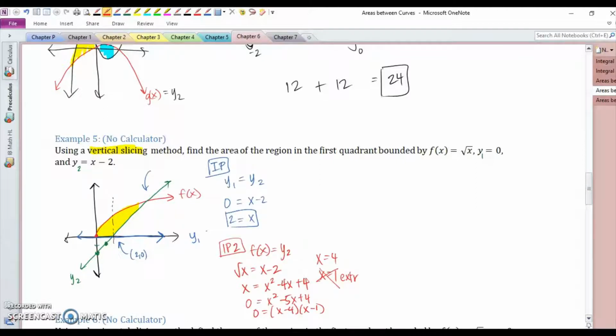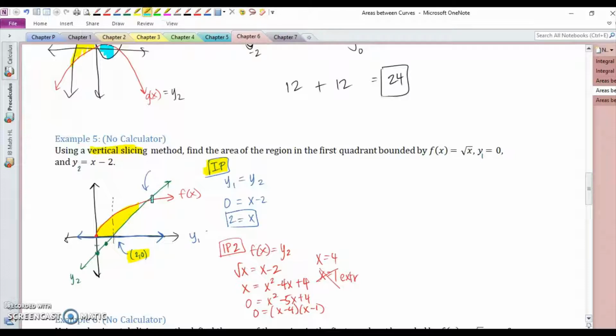All right, nice work. Did you find the two intersecting points? Well, the first one was at the point 2, 0, right here. How did I find that? I found the intersecting point by setting the two equations that were going to cross, y1 and y2, equal to each other, and I solved it. And I got the answer was 2.